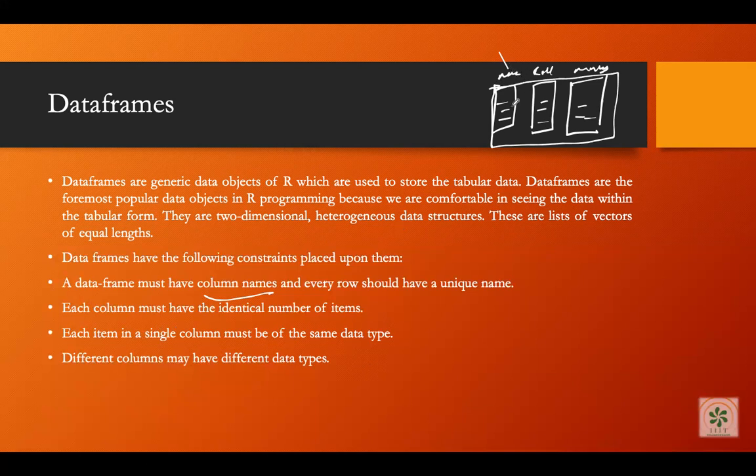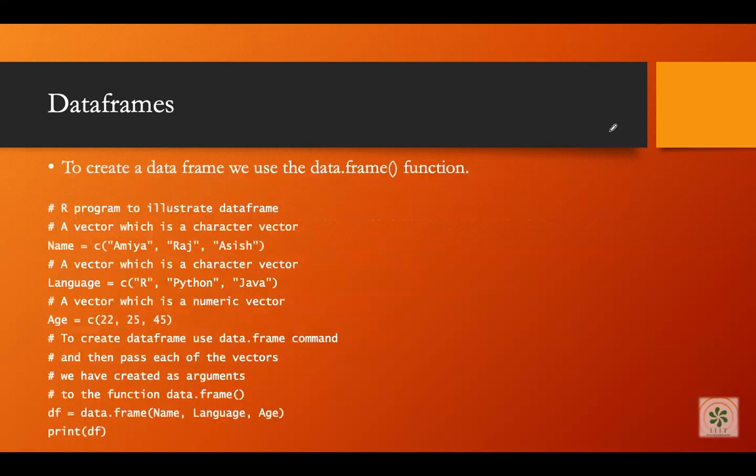Each item in a single column must be of the same data type. So let's say there's a name. All names will be of character type. Roll numbers, let's say, will all be numeric. Marks will be numeric. In that way, different columns may have different data types. So the data type of the name is, let's say, character, the roll number will be numeric, and another will be numeric. It might be different, but it will look like a table. Okay. So let's take an example here, and we'll create a data frame out of it.